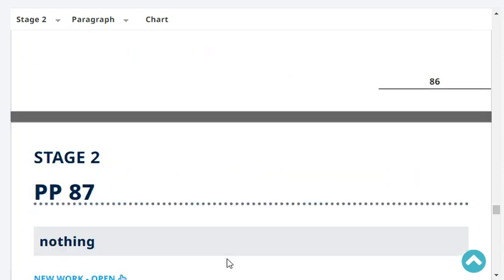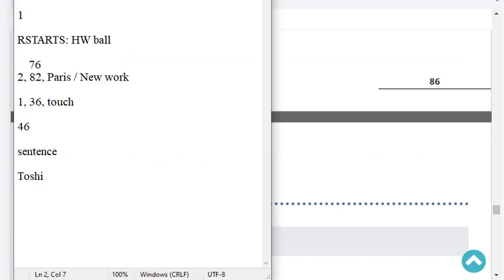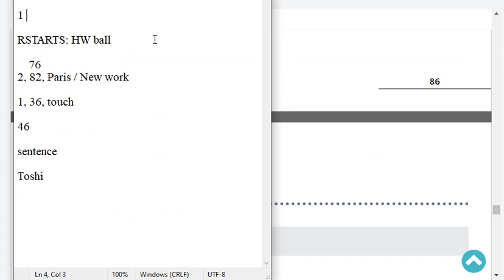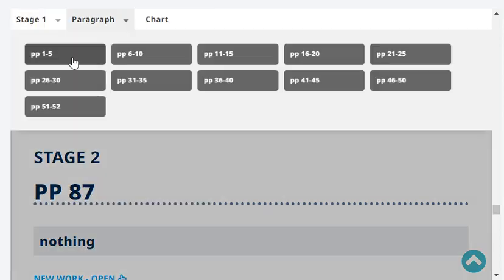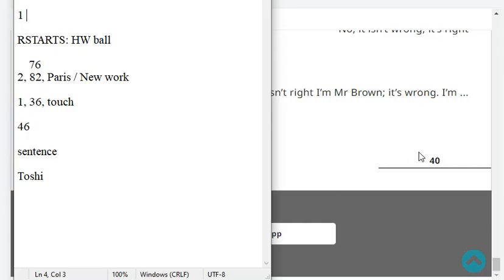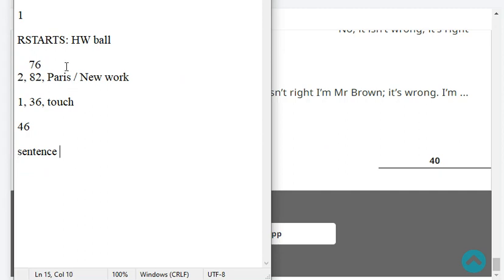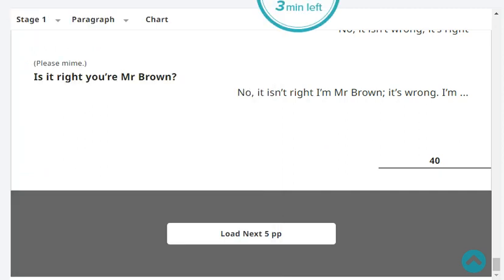Okay, so now let's move on to reading. Our reading is at stage 1, page 36. And our last head word was touch. Okay, start with the head word sentence. Sentence. But this, it's a sentence.